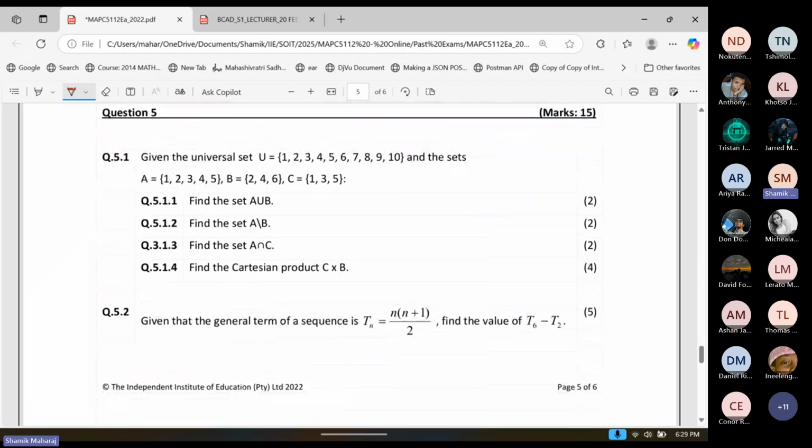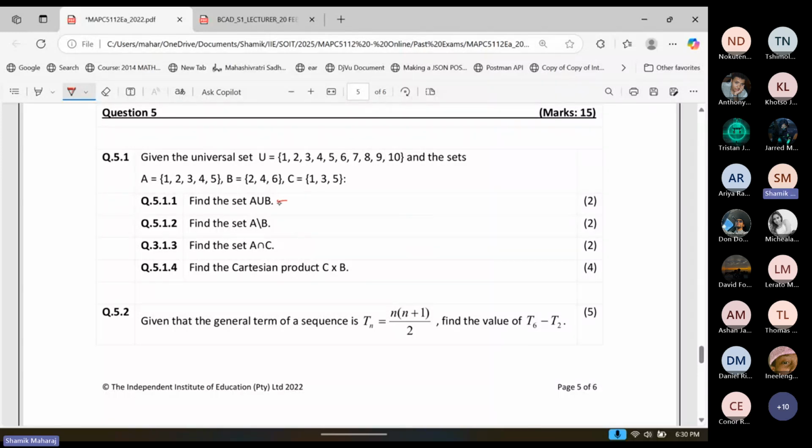5.1. All right, so this is one of those things that I hope I remember. Set theory. Okay, so we're given a universal set, U is equal to 1, 2, 3, 4, all the way up until 10. We're given the sets A, B, and C, and we're asked to find some results of set operations. Okay, so 5.1.1, I'm hoping you guys remember this stuff, and I'm hoping I do as well. A union B is what we need to find, which is just combining A and B together.